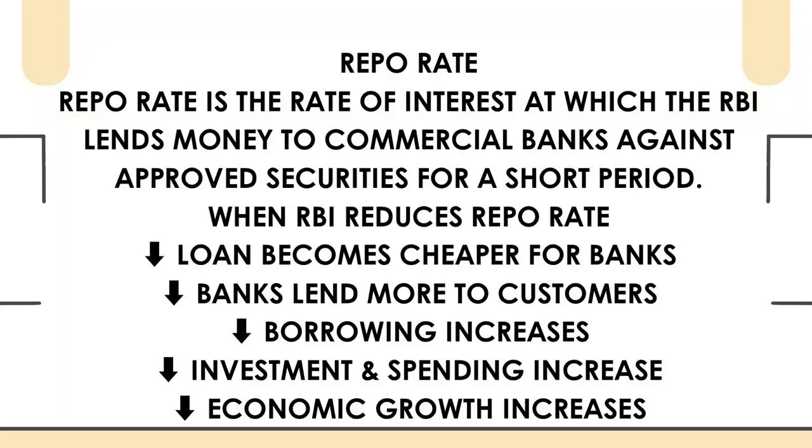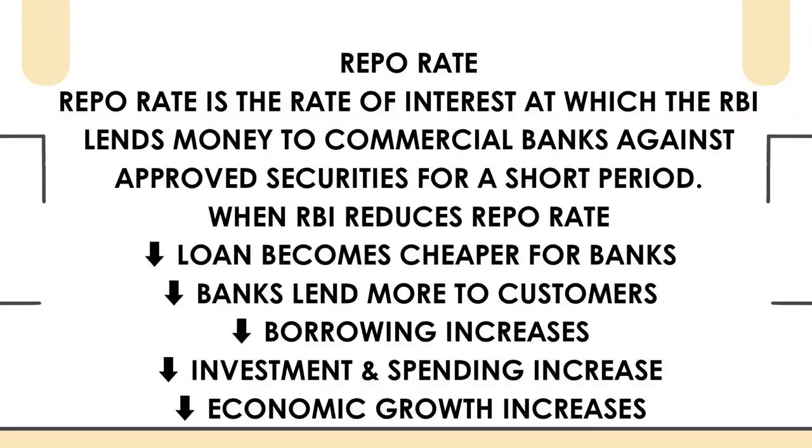Students may take education loans. Businesses may invest in new factories and machines. So as borrowing and investment increase, economic activity also increases. This is why reducing repo rate is generally associated with expansionary monetary policy.